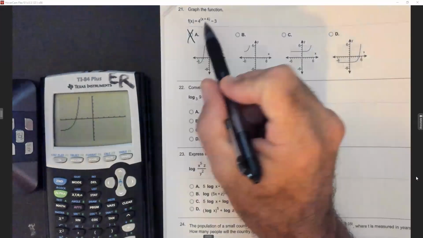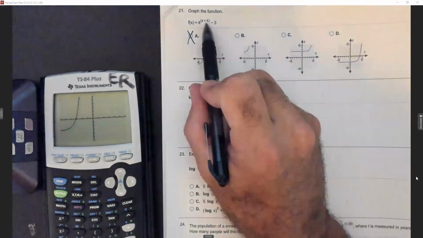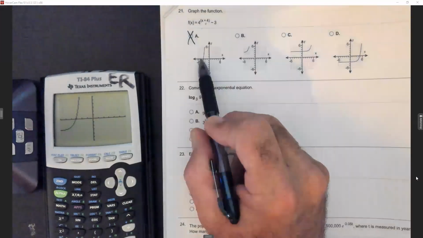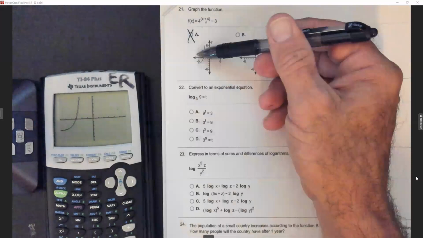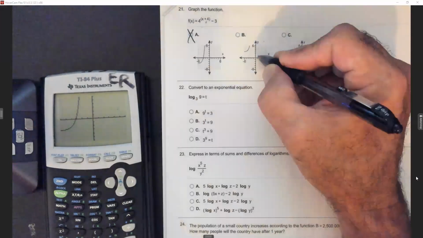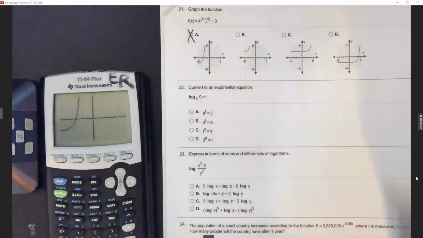But remember, that +4, since it's attacking the X, moves it left. That -3 moves it down. So it started here, but it moved left and down. Okay? All right, this ain't bad.